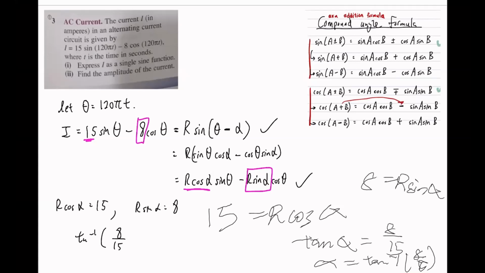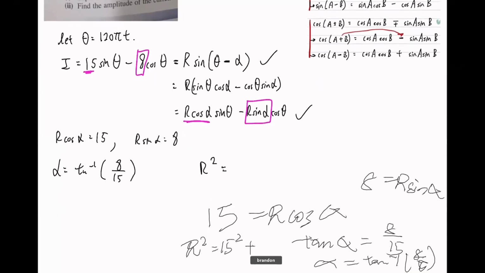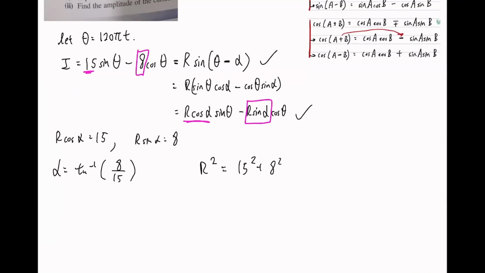Alpha equals tangent inverse 8 over 15. Yes, correct. Good. So alpha. Then what else? We'll calculate that later, but how about r? r square equals 15 square plus 8 square. So r is the square root of 15 square plus 8 square. Doesn't this look like Pythagoras theorem? Wait, no. It's 17. Right? Okay, good.